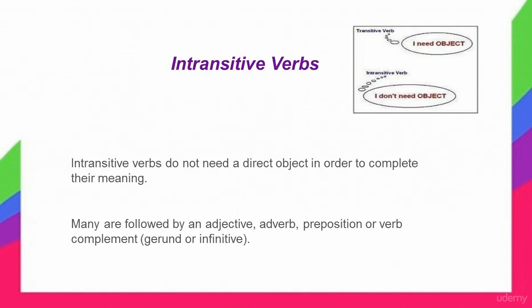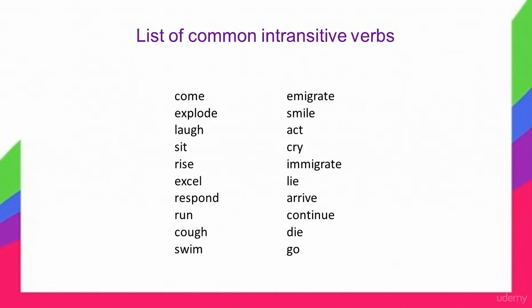Intransitive verbs. Intransitive verbs don't need a direct object in order to complete their meaning. Many are followed by an adjective, adverb, preposition, or verb complement, gerund or infinitive. Here's a list of common intransitive verbs. Please have a look at the slide.